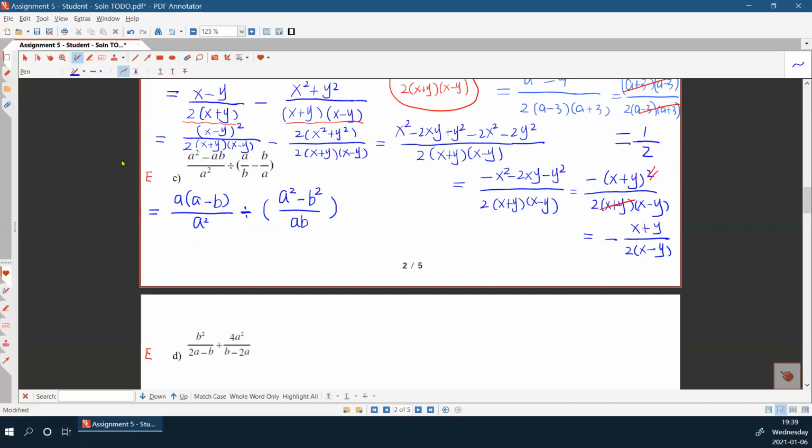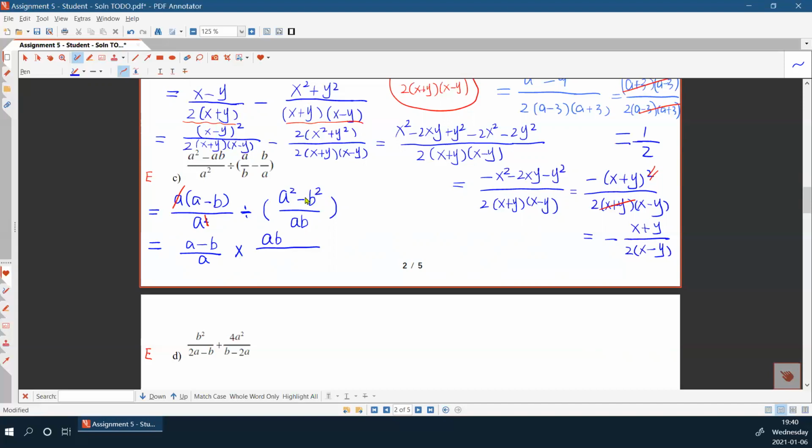Then what should we do here? You can cancel a here, right? So cancel first. You can cancel as many terms as possible to make the question simpler. So what's left there is a minus b over a times, you can convert the division to multiplication, right? Times the reciprocal of the second term, which is ab.